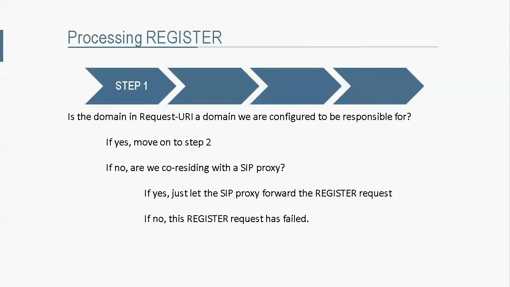Okay, let's say we are a registrar and we have just received a register request. Is the domain in request URI a domain we are configured to be responsible for? If yes, move on to step 2. If no, are we co-residing with a SIP proxy? If yes, just let the SIP proxy forward the request. If no, this register request has failed.